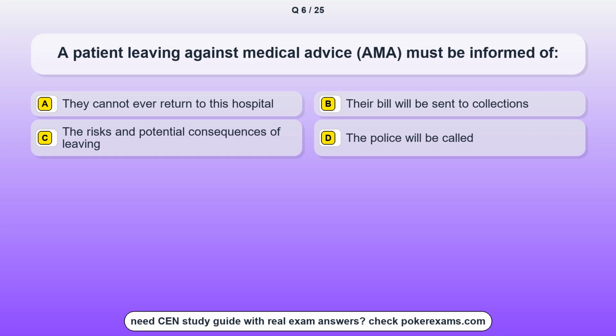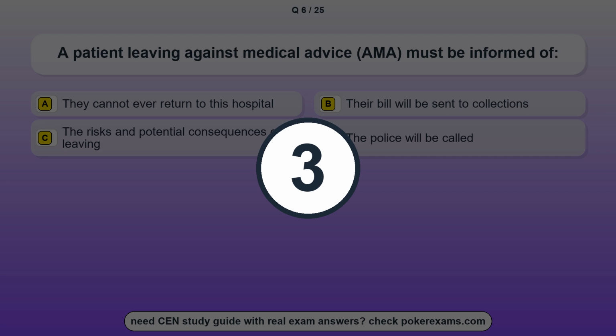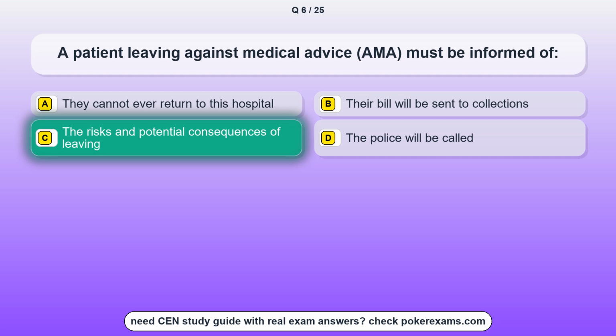Question 6. A patient leaving against medical advice, AMA, must be informed of Option A, they cannot ever return to this hospital. Option B, their bill will be sent to collections. Option C, the risks and potential consequences of leaving. Option D, the police will be called. The correct answer is option C, the risks and potential consequences of leaving.